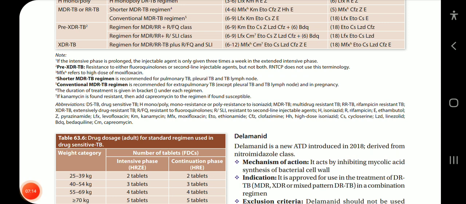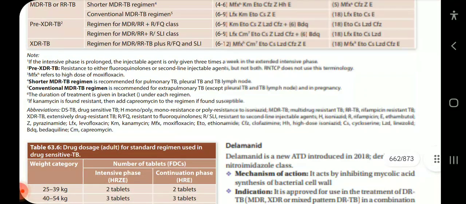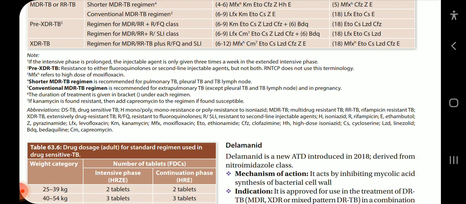Now please note, if the intensive phase is prolonged, then the injectable agent is only given 3 times a week with an extended intensive phase. Pre-XDR-TB is resistance to either fluoroquinolones or second line injectable agents, but not both. RNTCP does not use this terminology. MFXH refers to high dose of moxifloxacin.